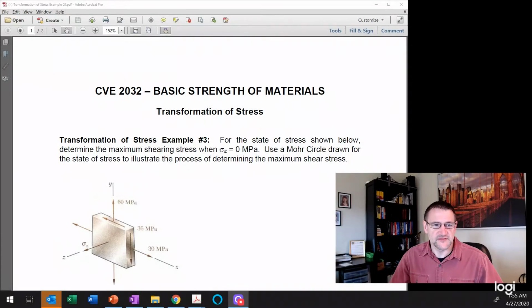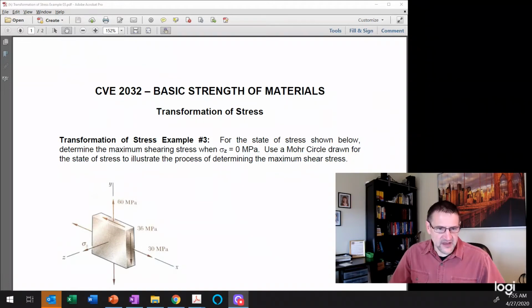Hello, this is transformation of stress example number 3. The problem reads, for the state of stress shown below, determine the maximum shearing stress when sigma z is equal to 0 megapascals. Use a Mohr's circle drawn for the state of stress to illustrate the process of determining the maximum shear stress. We're going to expand on this a little bit and use a Mohr's circle to also find the maximum principal stress, minimum principal stress, and we'll also look at it to find the stress on a plane that's rotated by some angle, say theta equals 40 degrees.